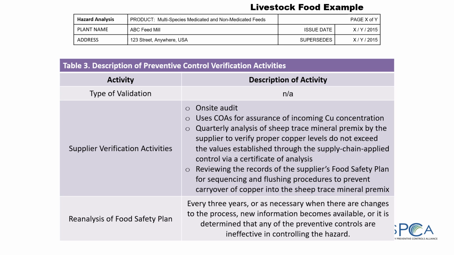And then lastly, reviewing the records of the supplier's food safety plan for sequencing and flushing procedures to prevent carryover of copper into the sheep trace mineral premix. So that could be like looking at their monitoring records or their corrective action records to verify that they're following the procedures as you guys agreed on. Reanalysis every 3 years or as necessary.